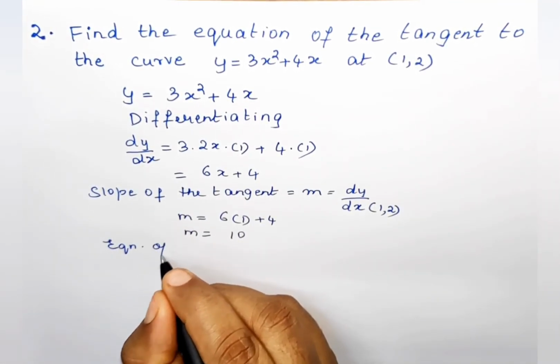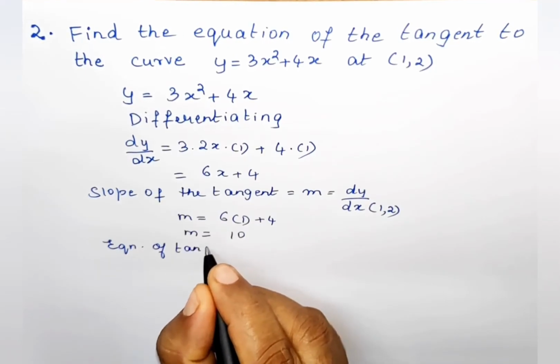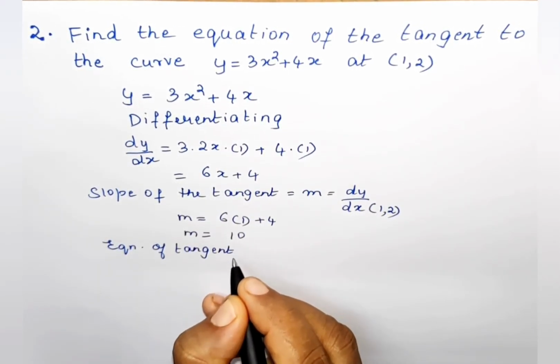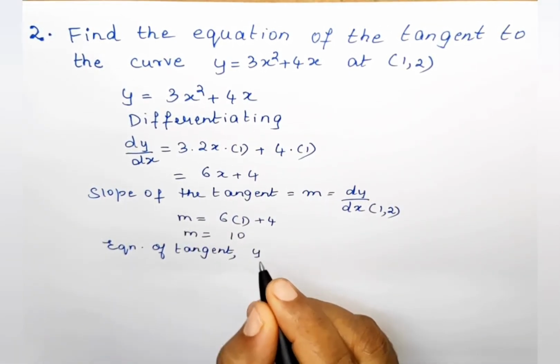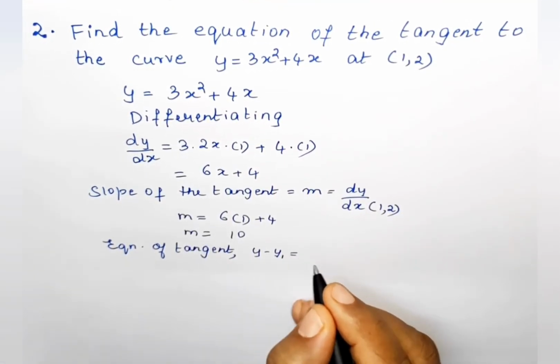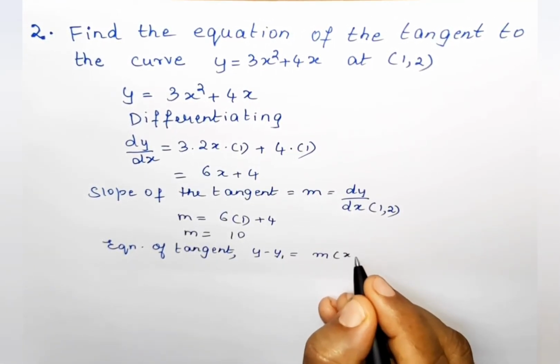Now let us write the equation of the tangent. The formula for equation of the tangent to the curve is y minus y1 is equal to m into x minus x1.